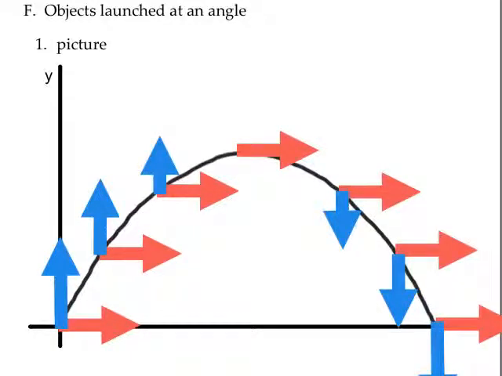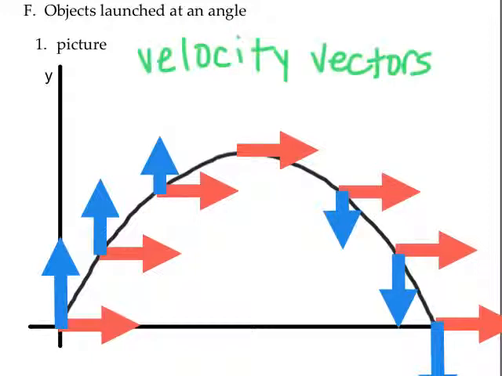For this last section of projectile motion, we're going to look at objects launched at an angle. So in your notes, take a moment to draw the picture that I have here, and what we're looking at are velocity vectors. And what I want you to notice is that we have an object launched at an angle to the horizontal. So if we look at a horizontal axis, our angle would be down where I drew it.